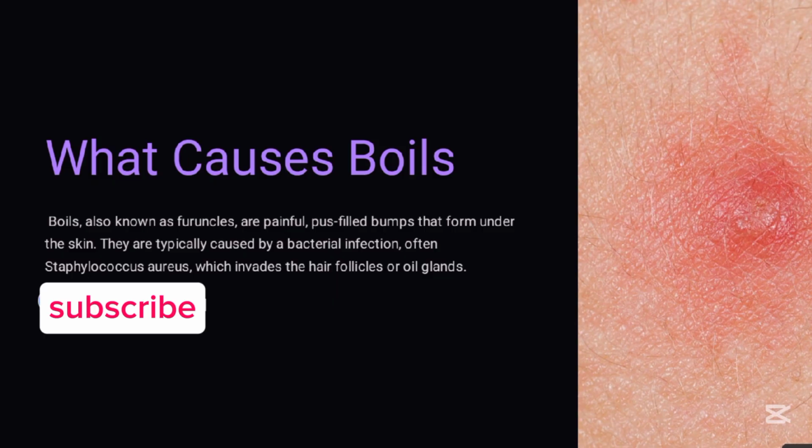Now moving toward the second topic, which is boils. What causes boils? Boils, also known as furuncles, are painful pus-filled bumps that form under the skin, and they are typically caused by bacterial infection, often Staphylococcus aureus, which invades the hair follicles or oil glands. So basically a boil is a pus-filled bump under the skin caused by bacteria.